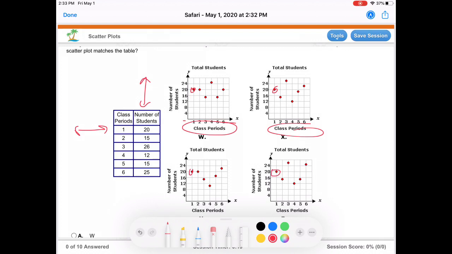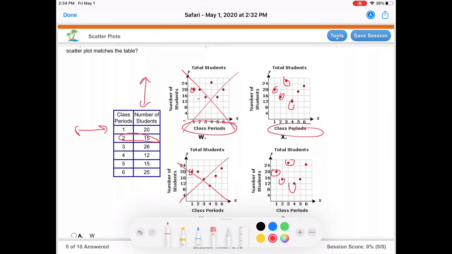If we look at 2, 15, the next one, we go over 2 and up to 15. It should be right about there, but it's not on W. It looks like it's there on X. I don't see it on Y, and I do see it on Z, so that's a possibility here. So I'm just going to look at the comparisons. These two are in the same spot, so I'm not going to worry about those. These look to be in the same spot, so I'm not going to worry about those.